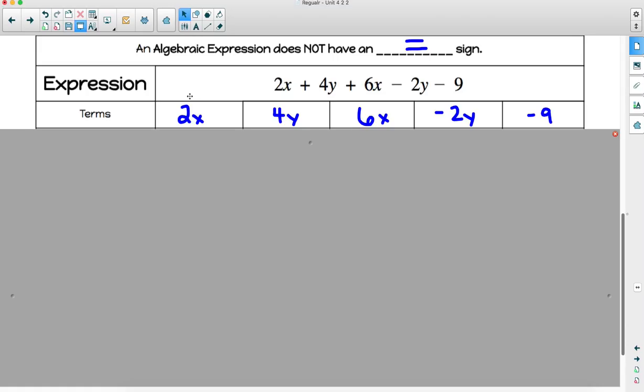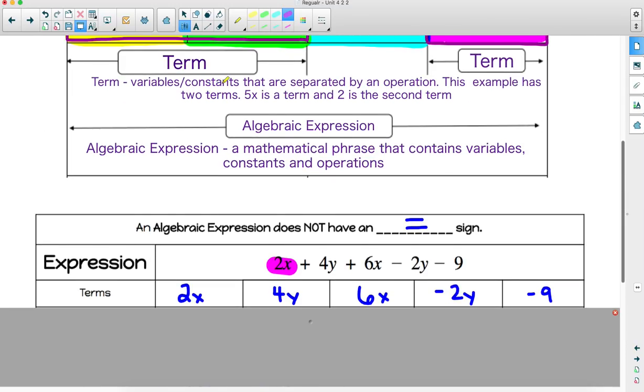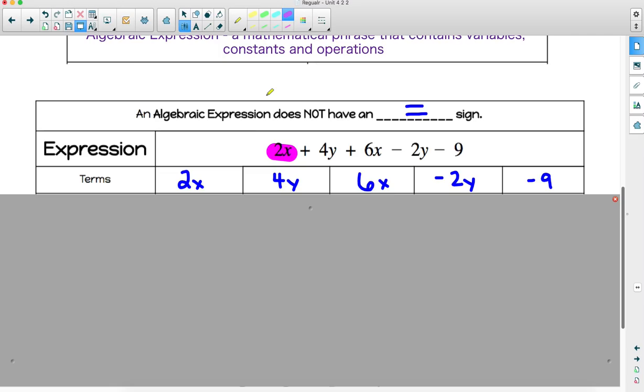Okay, so the first one I have written down is 2x. I'm going to grab my highlighter tool. This is a term by itself. Now if you remember from up above, a term is a variable or constant that is separated by the operation. Okay, so now I have plus 4y. So what's being separated by that operation is that 4y. Okay, then here's another term. I have 6x.